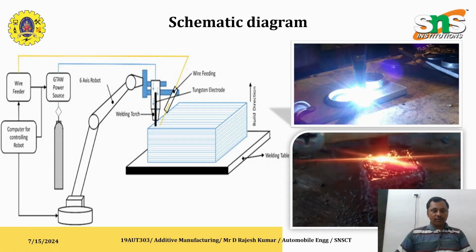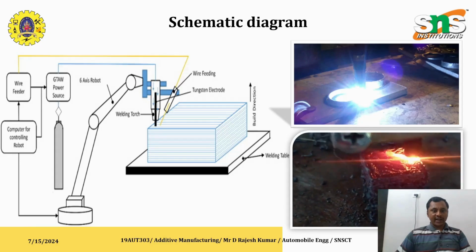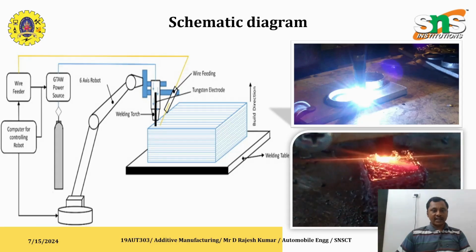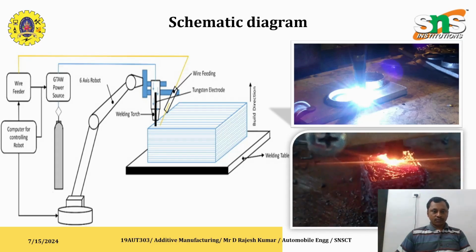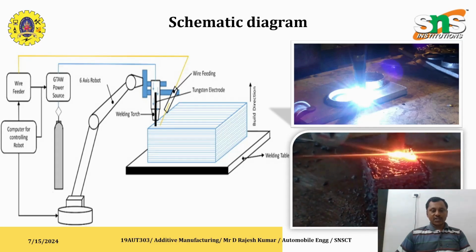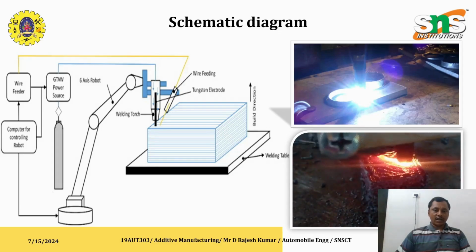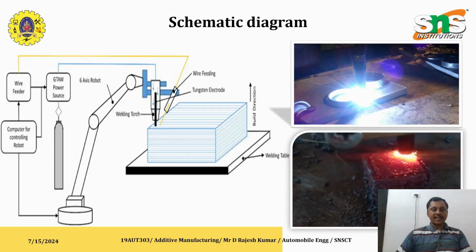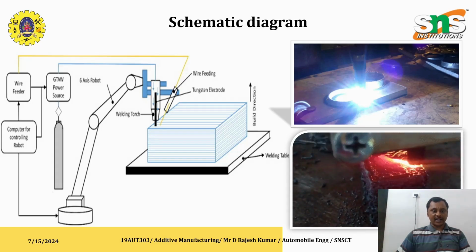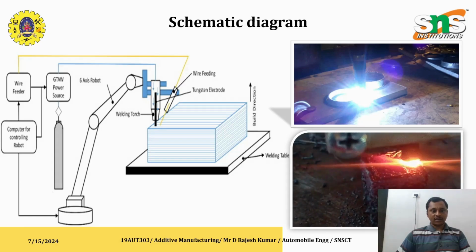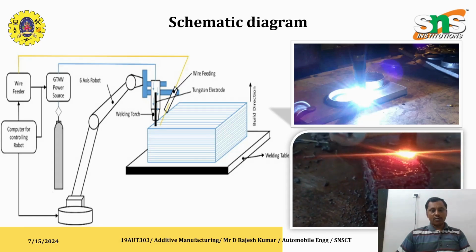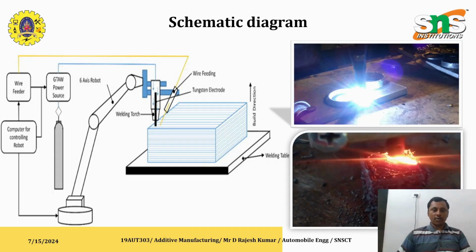So in this robot arm we can see the wire feeding part, and the next thing is the electrode, that is a tungsten part. So the materials are deposited on the welding table, and the table moves in the Z direction, that is the vertical direction. The robot arm moves in the X and Y direction, depending upon the geometry of the material or the model.